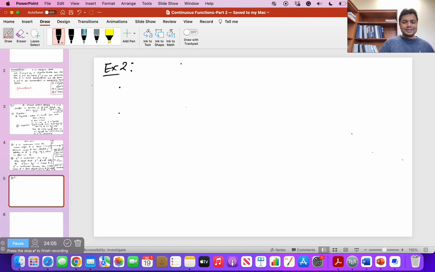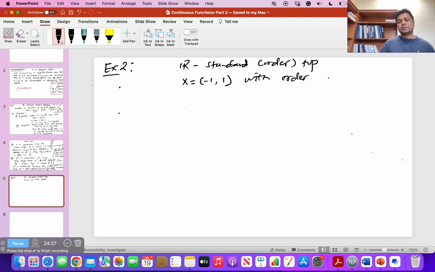For the next one, let's say R is the set of real numbers with the standard or order topology. Order topology, because the standard topology and the order topology coincide on the set of real numbers. And let's consider negative 1 to 1. This is a subset of R with the order or subspace topology.